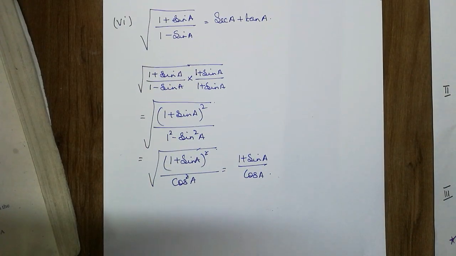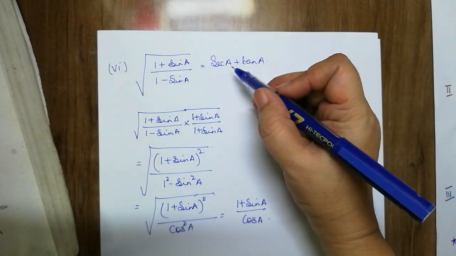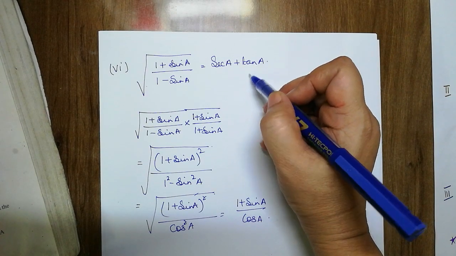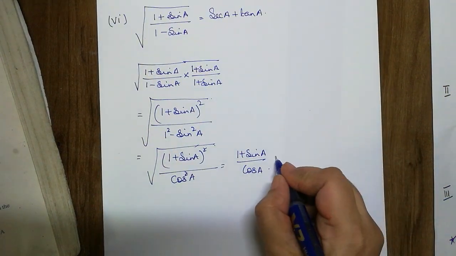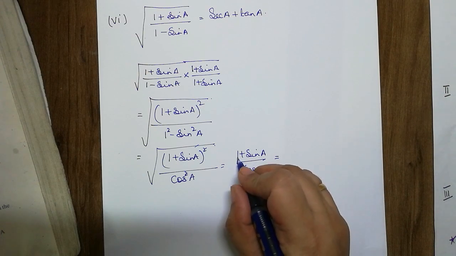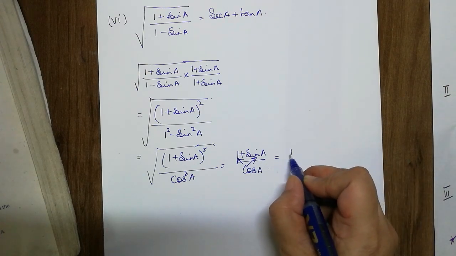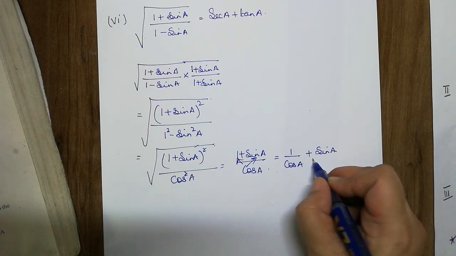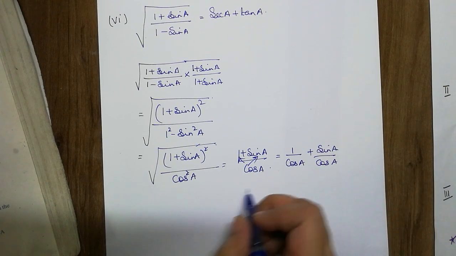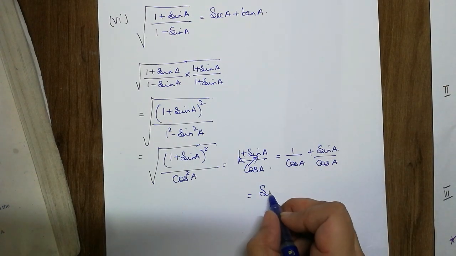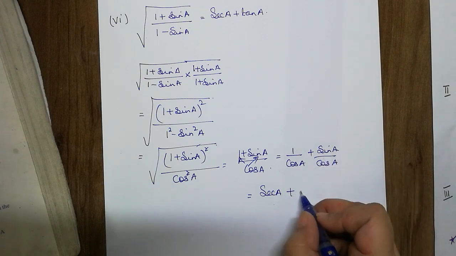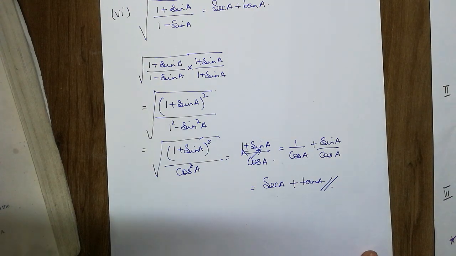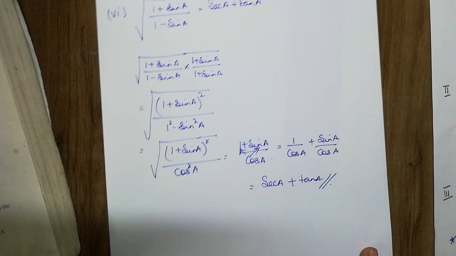Now go back and check the question, what we actually need. Secant is 1 by cos and tan is sin by cos. Look, we got it here. We say this as splitting, taking the LCM cos for this and cos for this. So 1 by cos A plus sin A by cos A. So you get here 1 by cos A is secant A plus tan A. Hence proved. Simple sum. Okay, let us move on with the next sum.